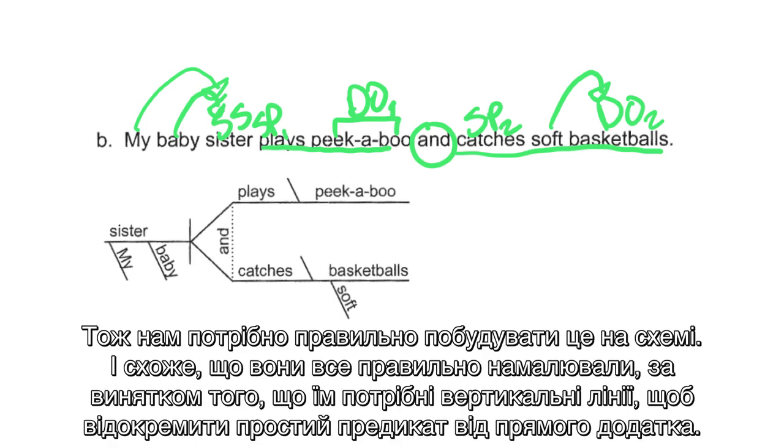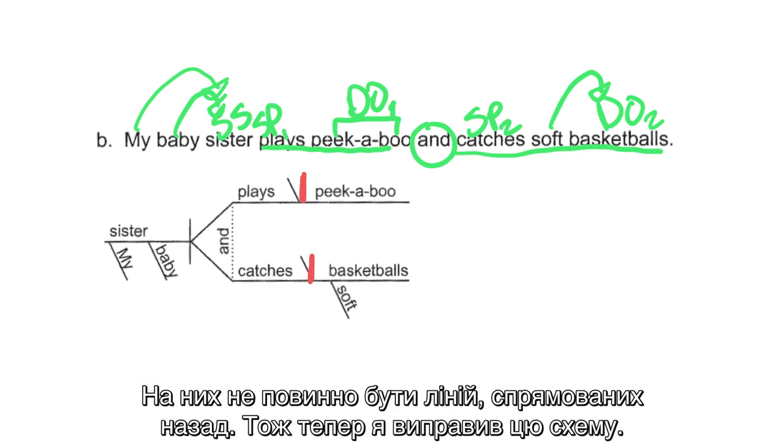So we need to diagram this correctly. And it looks like they've diagrammed everything correctly, except they need to have vertical lines to separate the simple predicate from the direct object. They should not have the lines that point backwards. So now I have corrected this diagram.